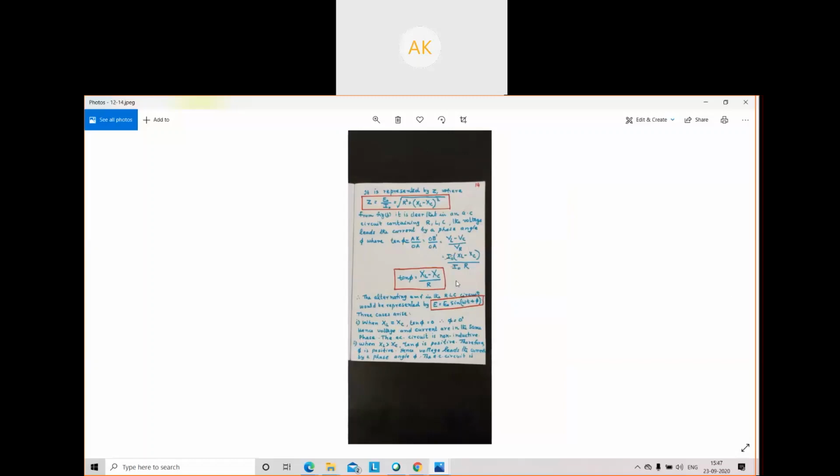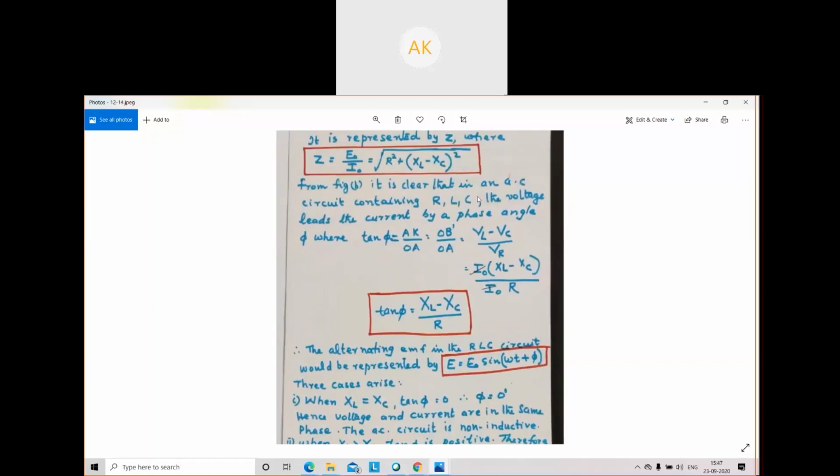Then the direction also you have to find out. We got the equation for E0, which gives the magnitude, and the impedance, the total opposition offered by all the three elements to the AC current, we have also calculated. Both the magnitude and direction of the EMF we have to find out. Direction is found by finding the angle, tan phi.